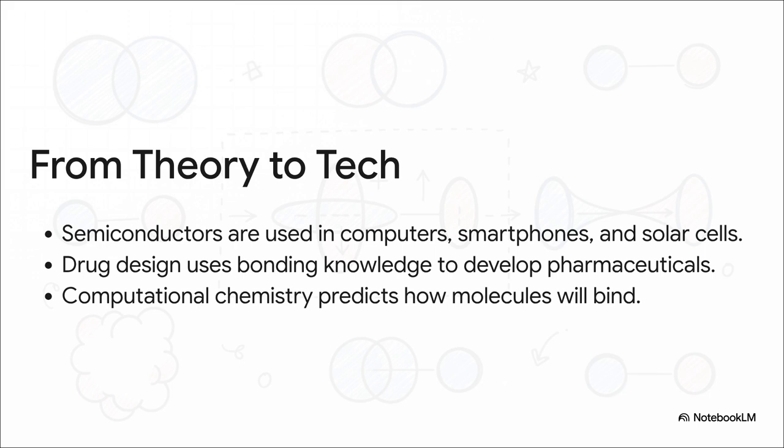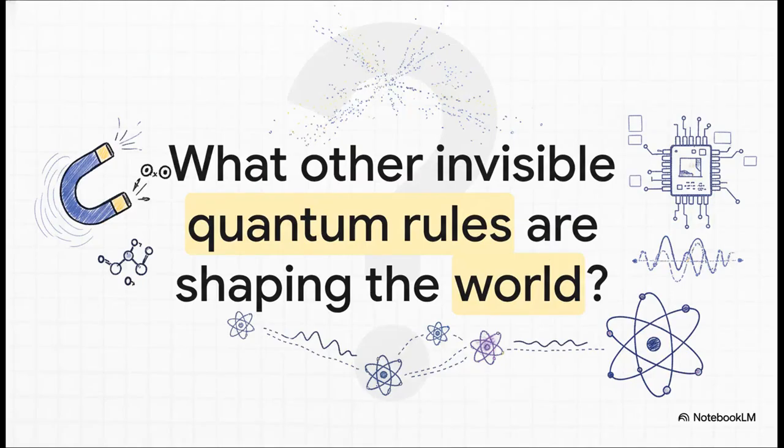It's how solar cells work. In fact, the very screen you're watching this on right now exists because we understand how these atomic orbitals combine on a massive scale. So it started with a simple, weird observation: liquid oxygen sticking to a magnet. And that forced us to find a more powerful theory. And that new theory not only solved our little puzzle, but it ended up explaining the foundation of all modern electronics. It really makes you wonder, doesn't it? What other invisible quantum rules are out there, shaping the world all around us, just waiting for us to discover them?